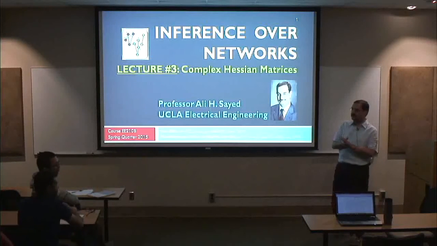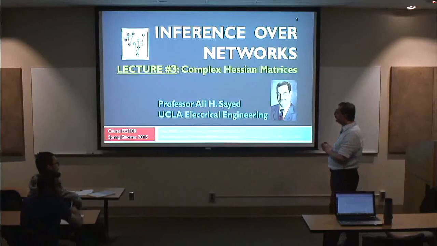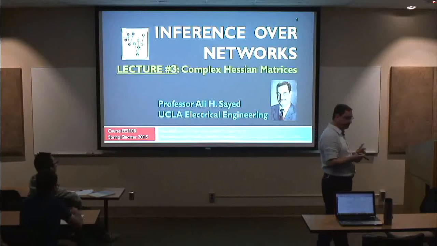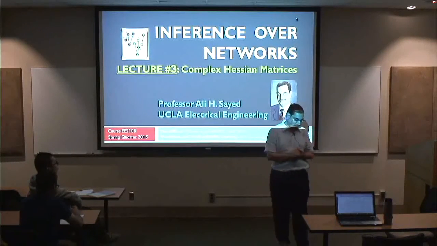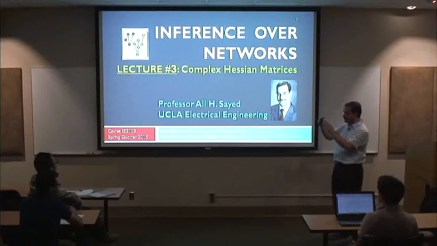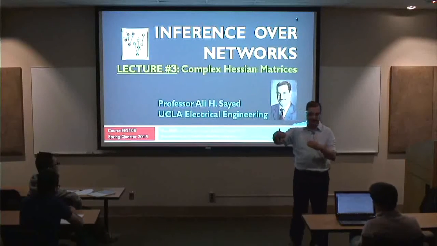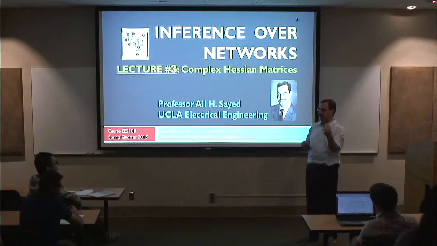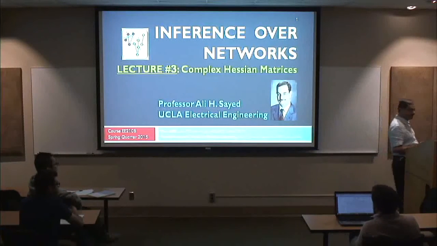So welcome back. So I'll be talking now about complex Hessian matrices. In the previous lecture, we talked about complex gradient vectors, and you understand now how to differentiate functions of complex arguments relative to the complex argument. So let's now take this a step further and talk about Hessians. These are second order derivatives, just like you take a function f of x, you differentiate it once relative to x and then twice. So we're going to take this a step further.